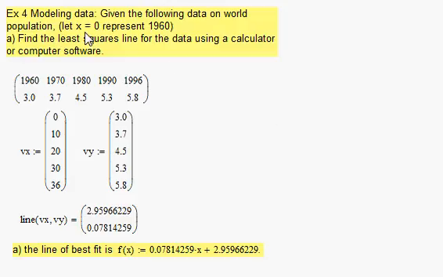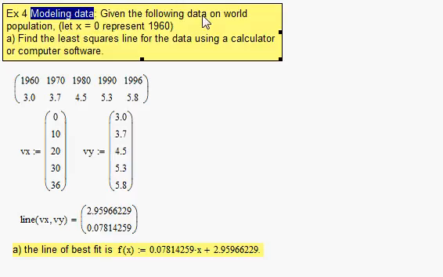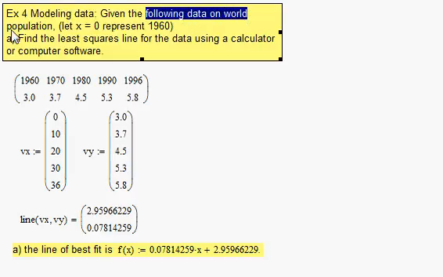Well, here we are. We're about to use some data to give some future information on world population using a least squares line from a calculator or computer software. I'm going to use computer software, so I hope you find it interesting. I can't wait. I'm glad.